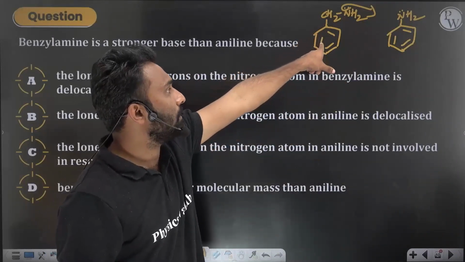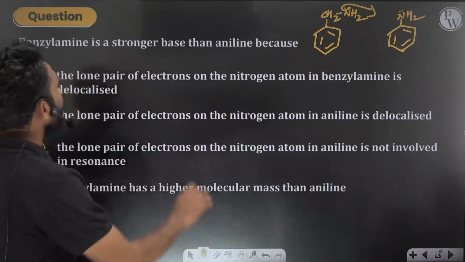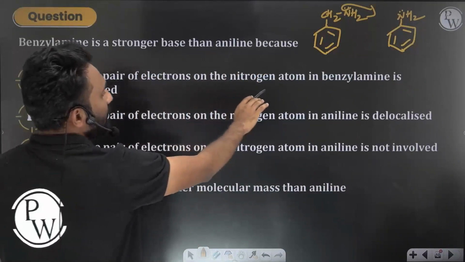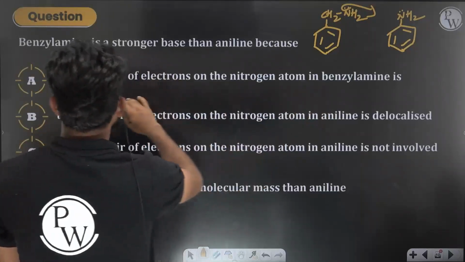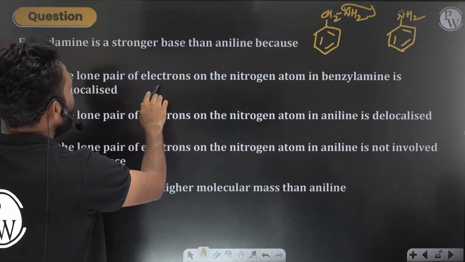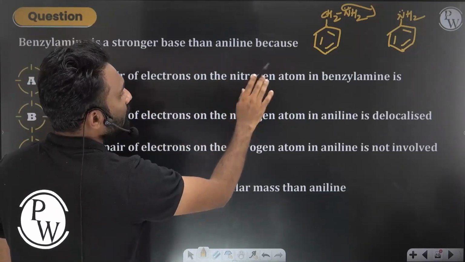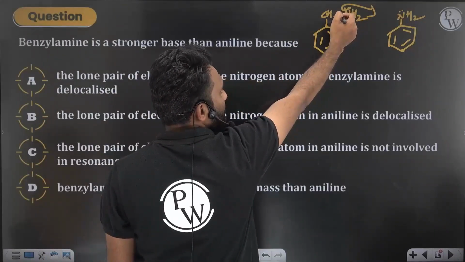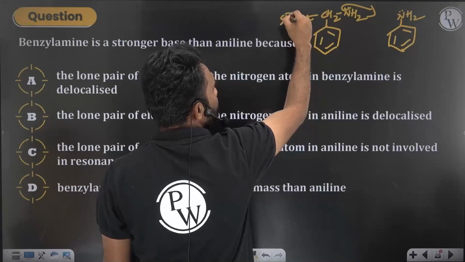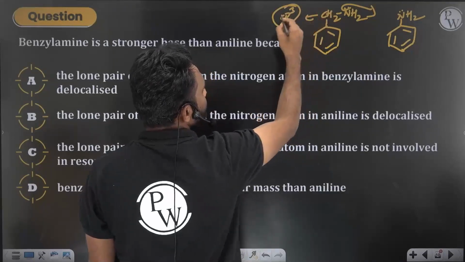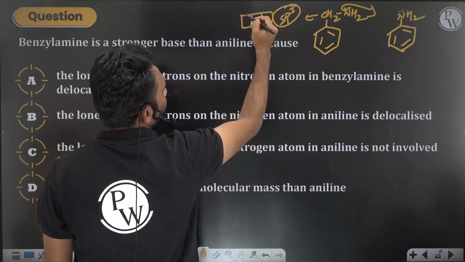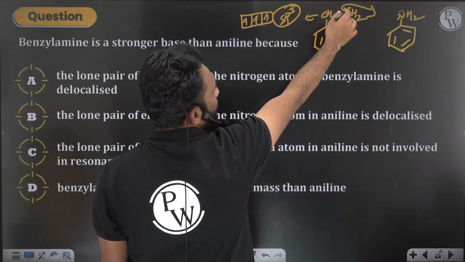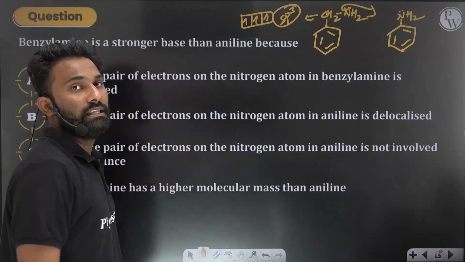Benzylamine is a stronger base than aniline because the lone pair of electrons on the nitrogen atom in benzylamine is not delocalized. Here this carbon is sp3 hybridized. If the carbon is sp3 hybridized, there is no p orbital available to accept electrons, so the lone pair is not participating in the delocalization.